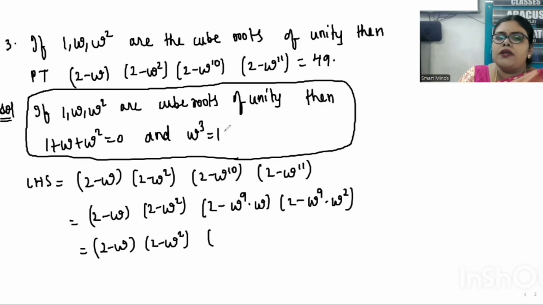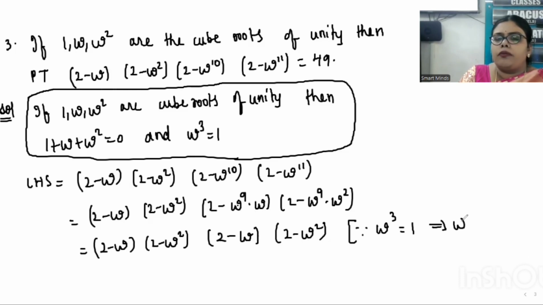If omega cube is 1, then omega power 9 is also 1, because 9 is a multiple of 3. So 2 minus 1 into omega is omega. Here also 2 minus omega square. If you want, in the brackets you can write, since omega cube is 1, which implies omega power 9 is also 1. Got it? Now these two are repeating, right?